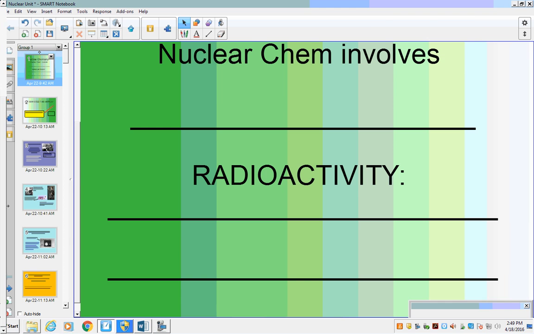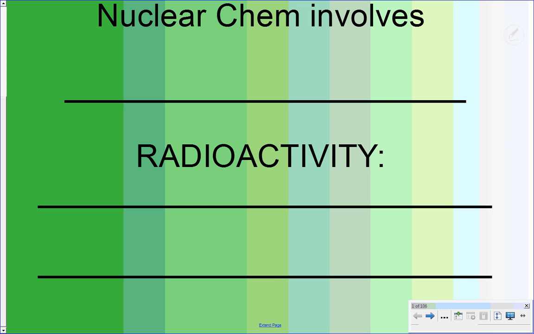Welcome to nuclear chemistry. Nuclear chemistry involves the nucleus of the atom. Keep in mind that this will mainly be focusing on changes in protons and neutrons in an atom, not so much electrons.